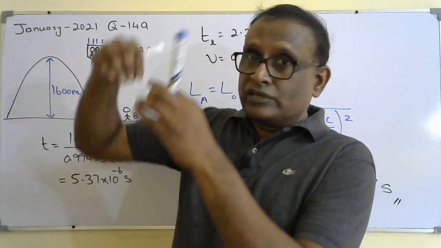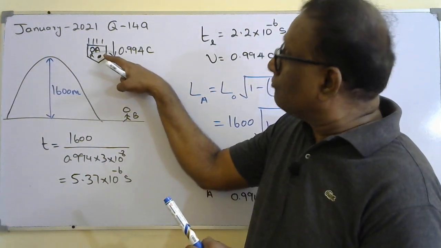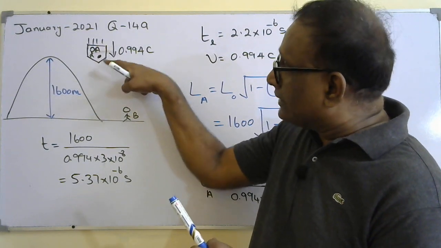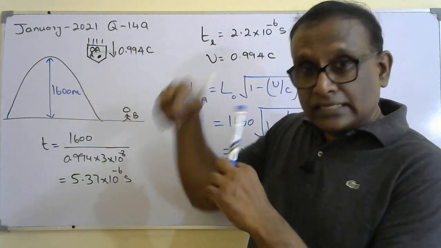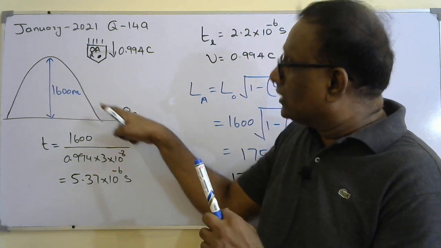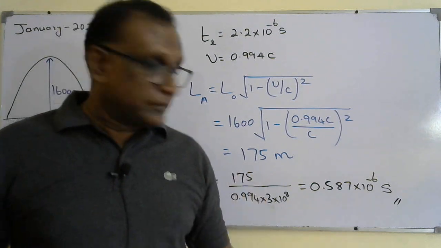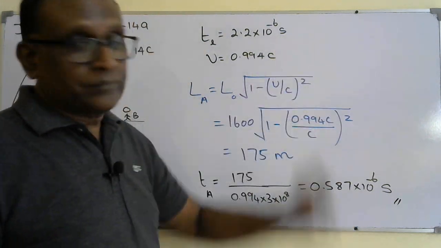Observer A, who is moving with the muon, or I can say in the frame of reference of the muon, because both are moving together, the lifetime of the muon remains the same, but the muon is falling down a length or height which is smaller than 1,600 meters. The time required is smaller than the lifetime.